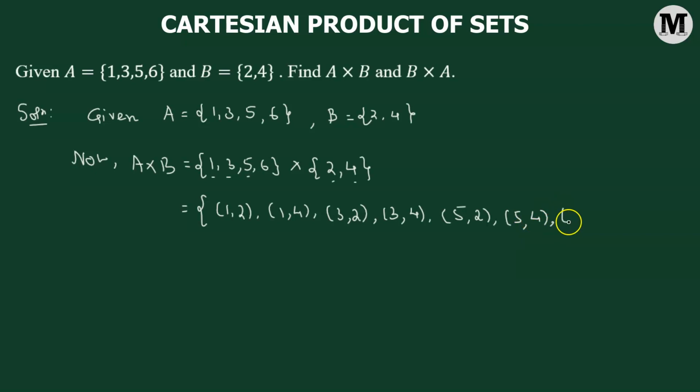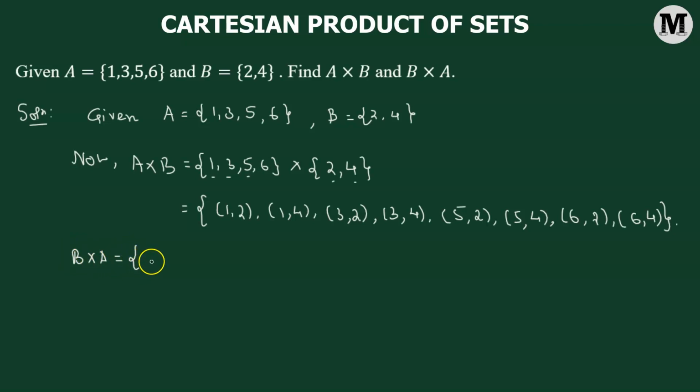Fine. And then finally, we have the fourth element of set A that's going to be forming an ordered pair with each of the 2 elements of B. So we have (6, 2) and (6, 4). Fine. So this is the Cartesian product of A and B. Next, we're going to find out the Cartesian product of B and A.